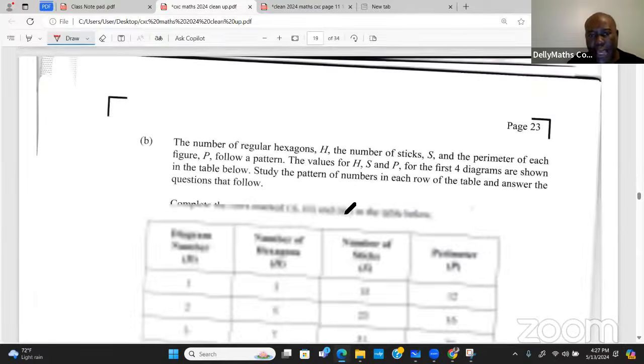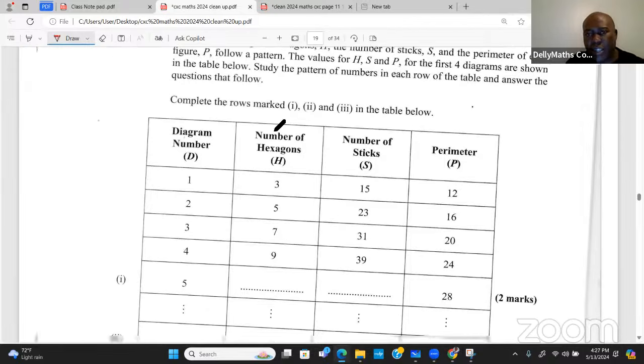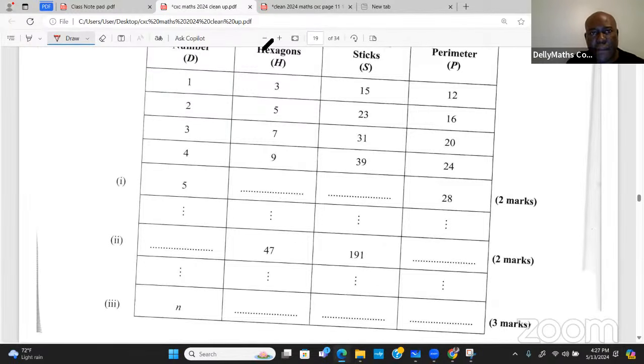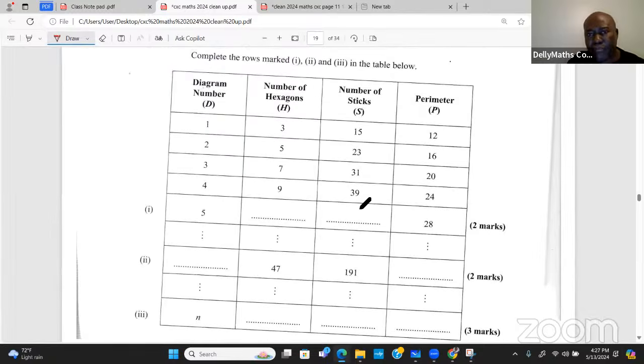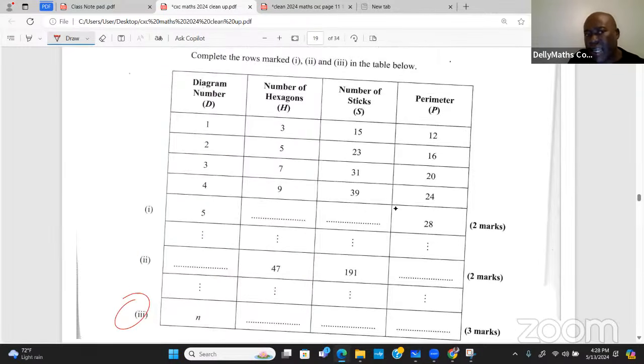Let's see what the table looks like. Now for the table, it says the number of regular hexagons H, the number of sticks S, and the perimeter of each figure P follow a pattern. The values of H, S, and P for the first 4 are shown in the table. Study the pattern and then use it to answer the questions. So normally, all we want to do is fill out the nth row first, and then you use that to answer all the questions. So let's take a look.